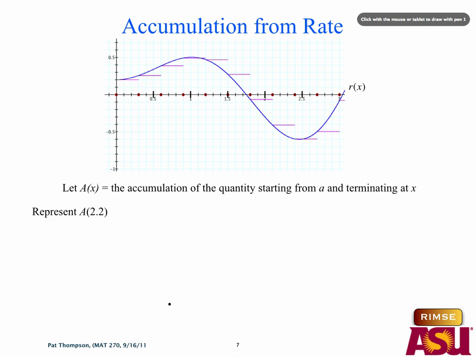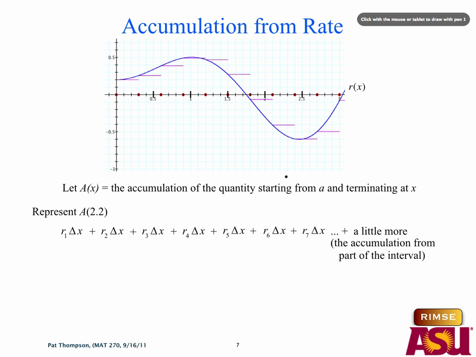All right. So the A of 2.2, though, we talked about, is a little bit different in the sense that we've got 7 intervals of total delta x length, but then there's a little bit more. And so how do we account for this? We want the extra accumulation from part of the interval, and that comes from, so we have our first 7 terms, right? Our first 7 bits of accumulated distance.